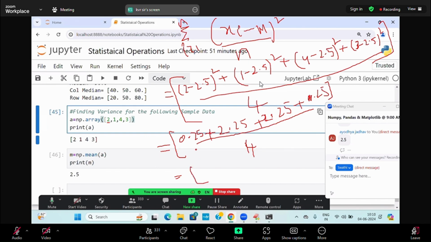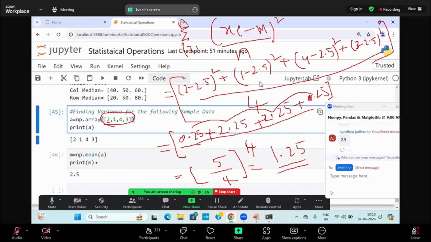Tell me. 0.25 plus 2.25 plus 2.25 plus 0.25 is 5, so 5 by 4. 5 by 4 is nothing but 1.25. 1.25 is the variance among all the distribution of the data. The values of the people are varying. Are you able to follow this?